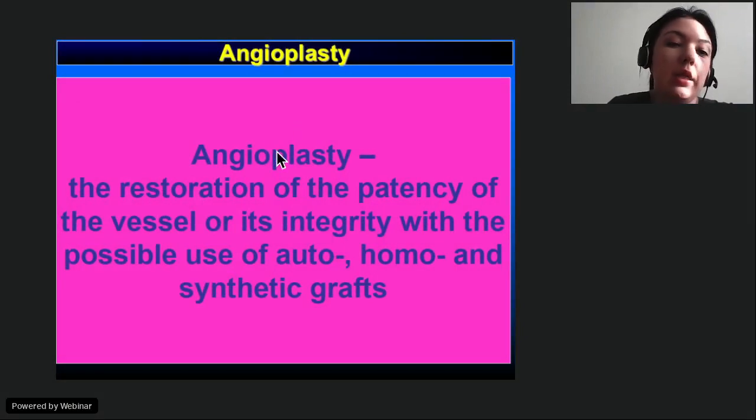So angioplasty is a restoration of the patency of the vessel or its integrity with the possible use of autologous, homologous, and synthetic grafts.